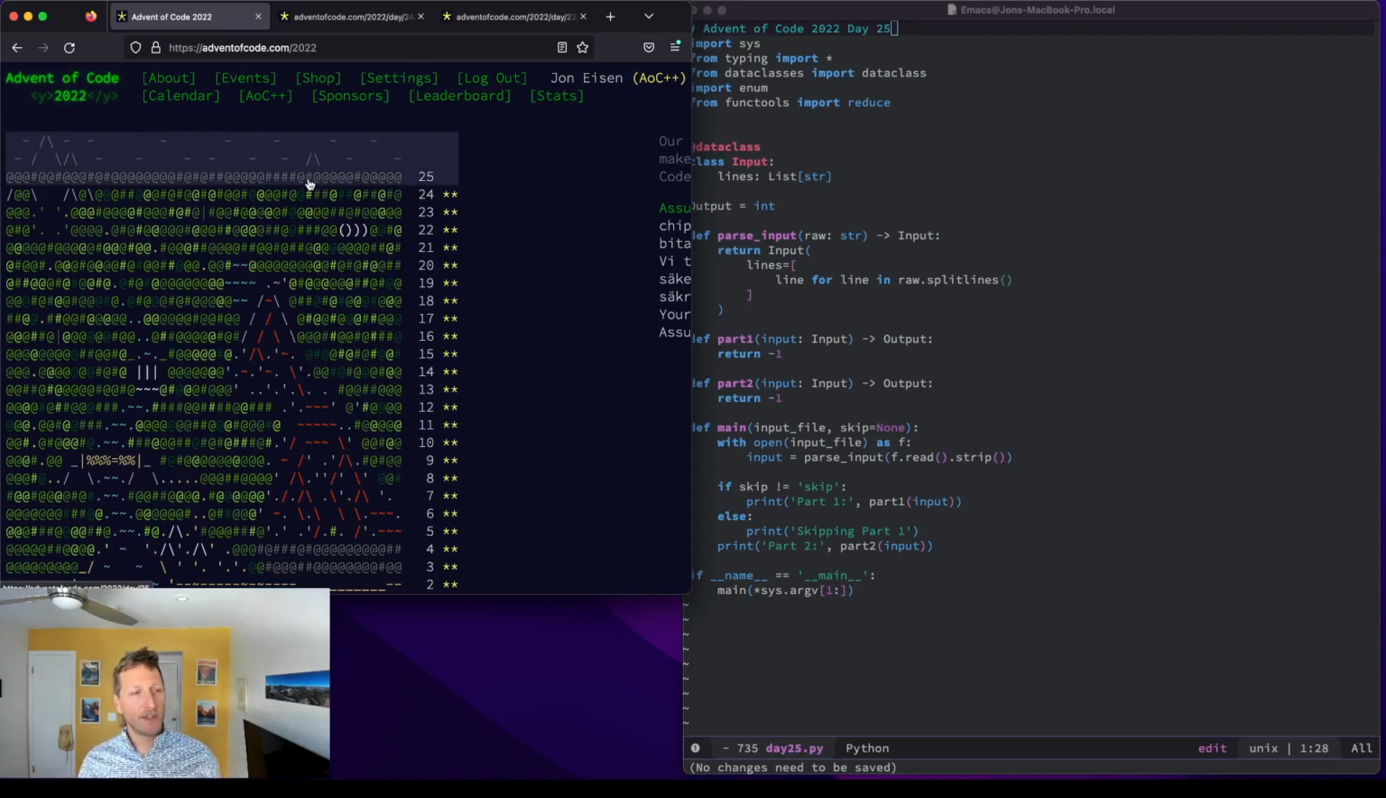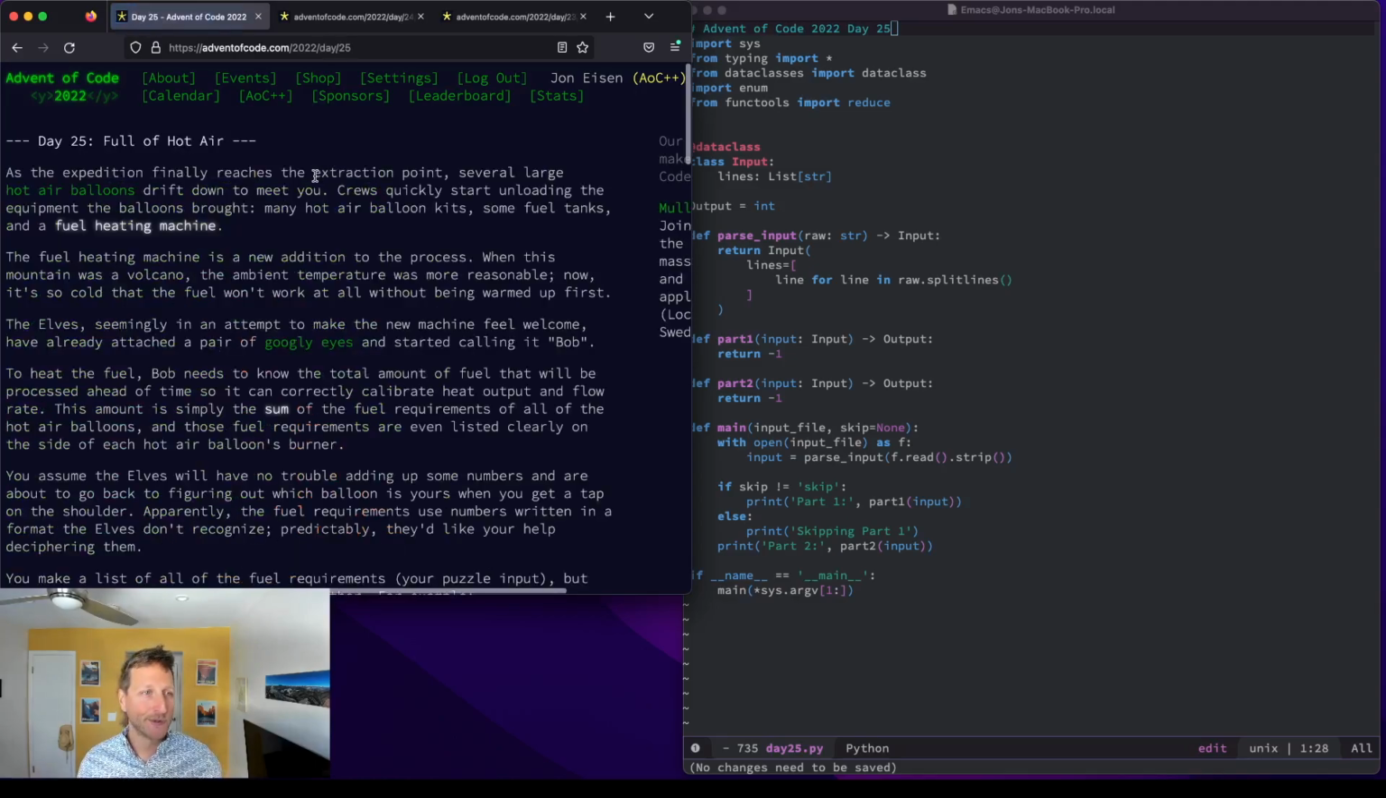All right, day 25, usually a gimme. Let's go. Full of hot air. As the expedition finally reaches the extraction point, several large hot air balloons drift down to meet you. Crews quickly start unloading the equipment, and the balloons brought many hot air balloon kits, some fuel tanks, and a fuel heating machine. Fuel heating machine is a new addition to the process. When the mountain was a volcano, the ambient temperatures were more reasonable. Now it's so cold that the fuel won't work without being warmed up first. The elves, seemingly in an attempt to make the new machine feel welcome, have already attached a pair of googly eyes and started calling it Bob.